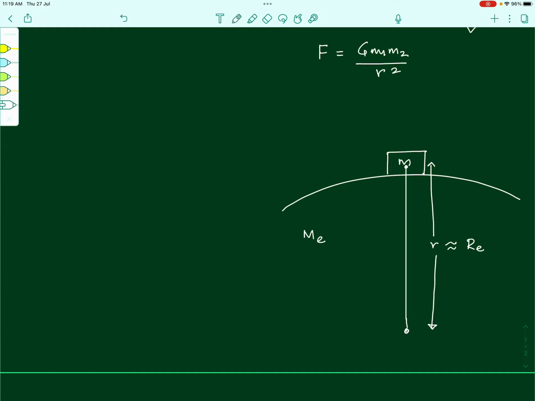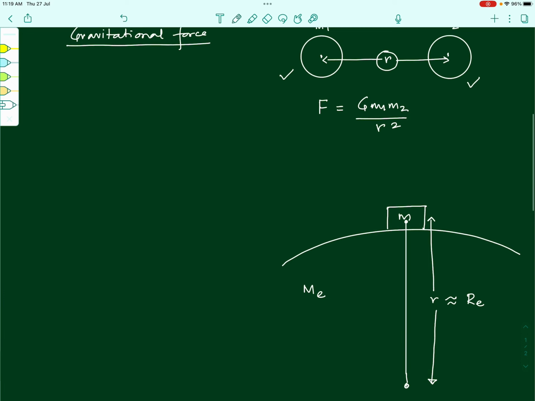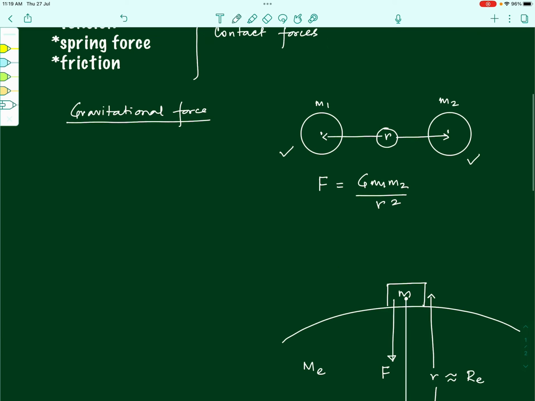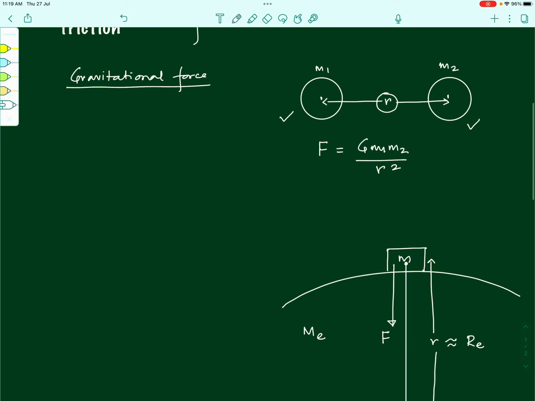earth. And in that case, when we try to write the gravitational force that this body experiences towards the center of the earth, yes, this is the nature of gravitational force. It always is an attractive force and acts between the centers.